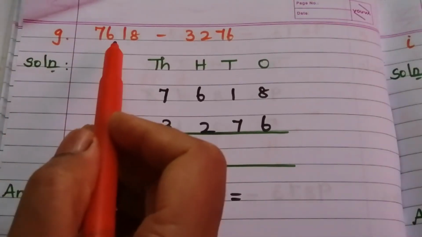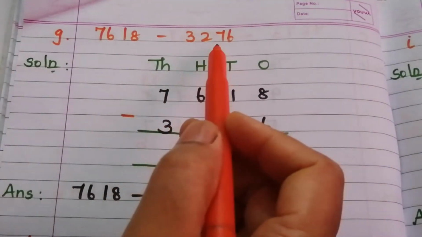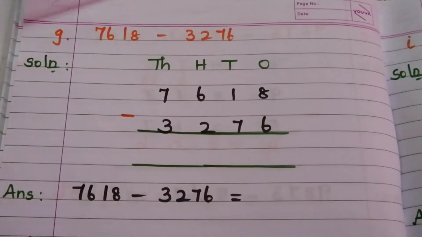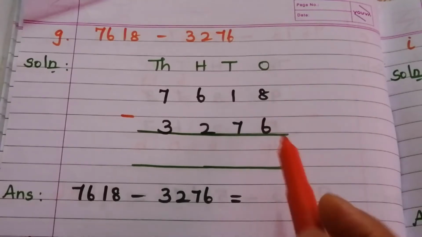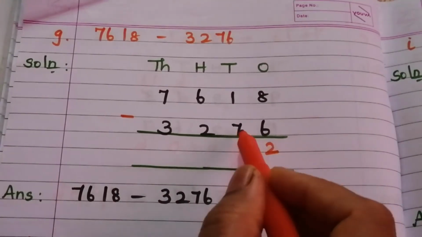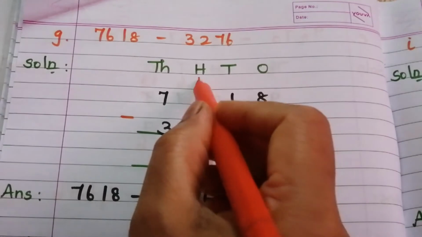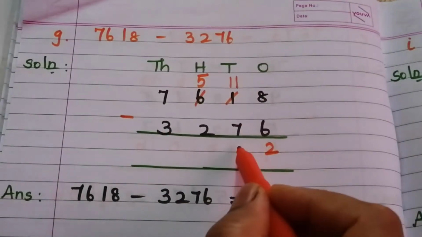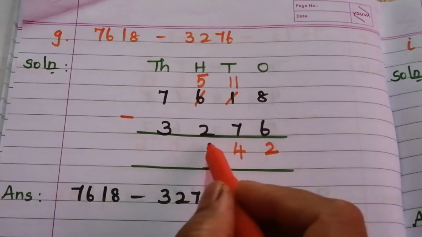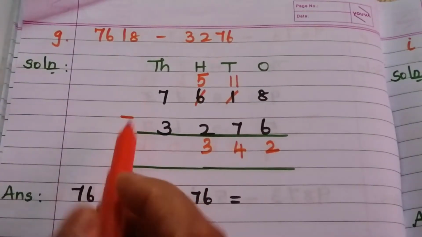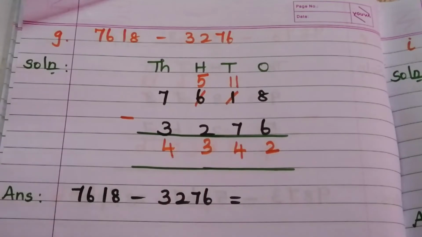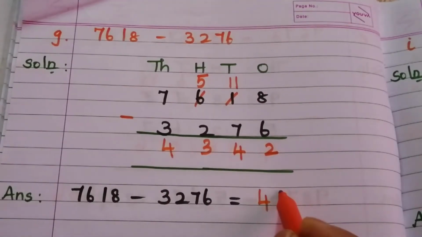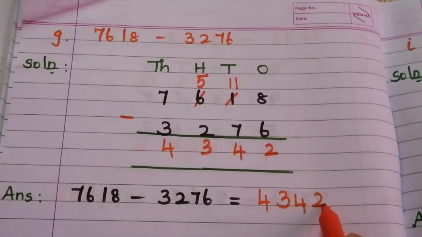G. 7618 minus 3276. Start from ones place. 8 minus 6 is 2. We can't subtract 7 from 1. Borrow from this 6. 6 becomes 5 and this 1 becomes 11. 11 minus 7 is 4. 5 minus 2 is 3 and 7 minus 3 is 4. So the answer is 4342.